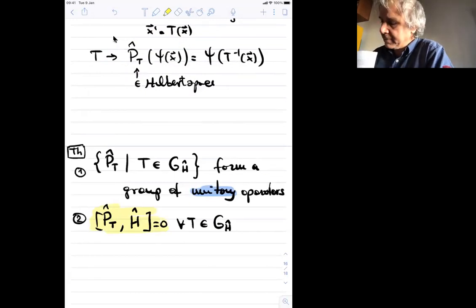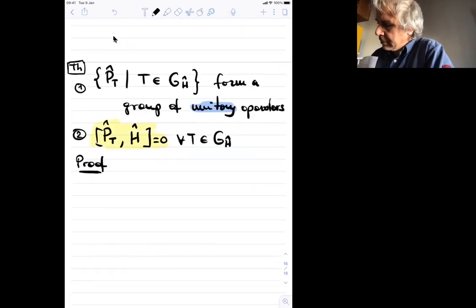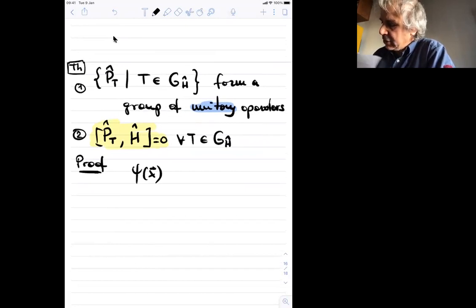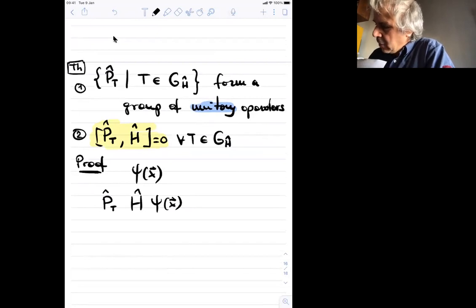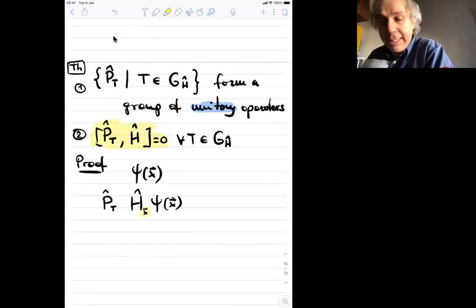Okay? How to prove this is simple. Proof. Let's consider a function, psi of x, okay? And I act on this function first with H, and then with P_T, okay? In this order. Now, at this point, H is H in the x variables. I denote the variables over which the Hamiltonian is written with this little index x here.